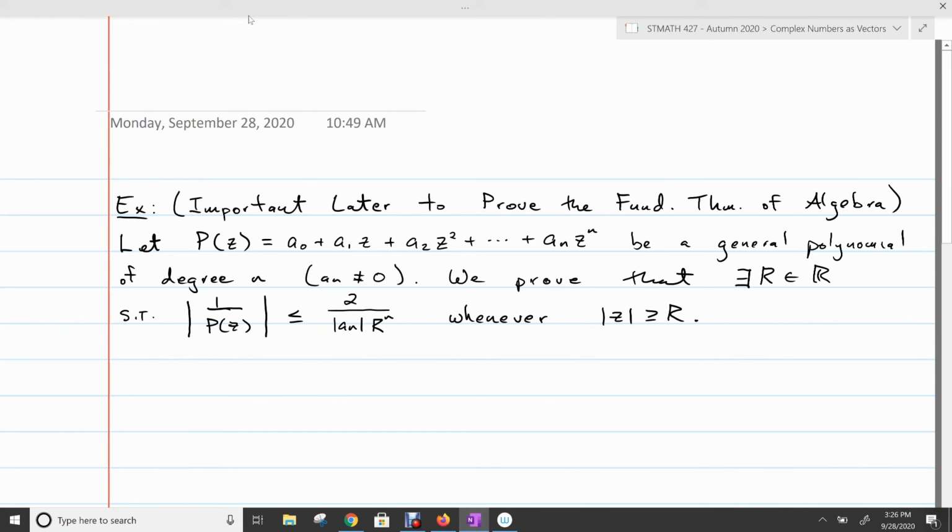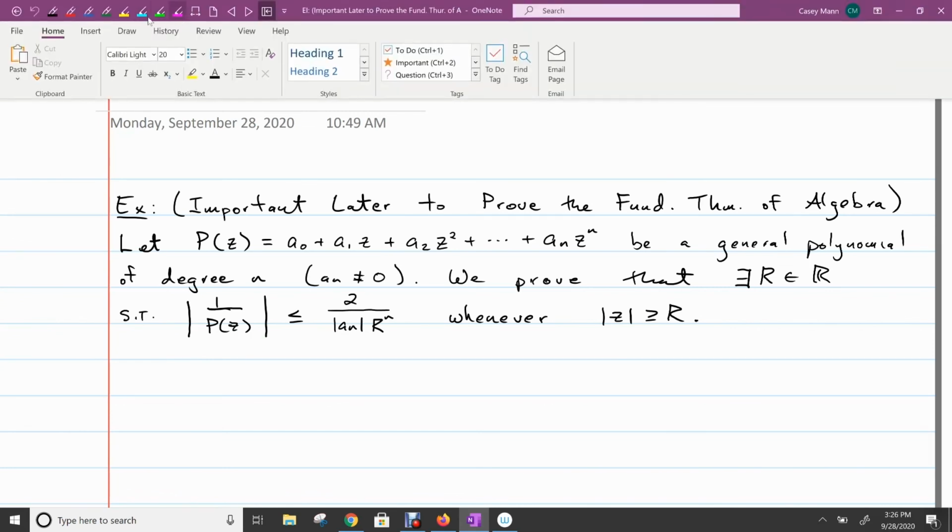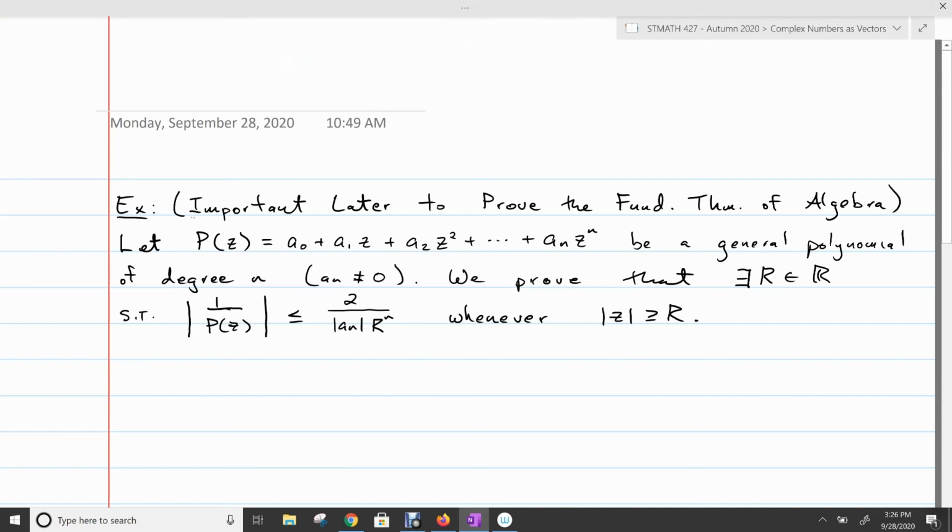Okay, so here's a sort of out of the blue fact that we're going to prove, but the reason we're proving it now is because it's a good exercise in playing around with moduli and things that we've learned so far. But it actually is important. It's an important fact for later when we go to prove the fundamental theorem of algebra. But here's what the fact says.